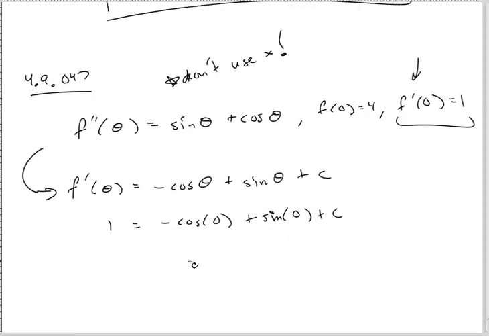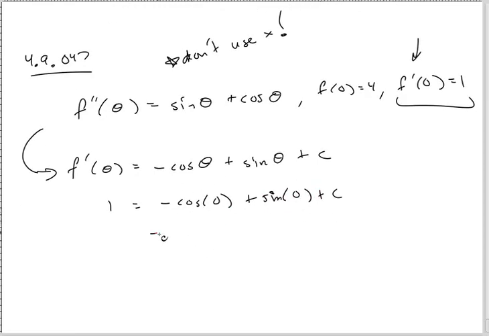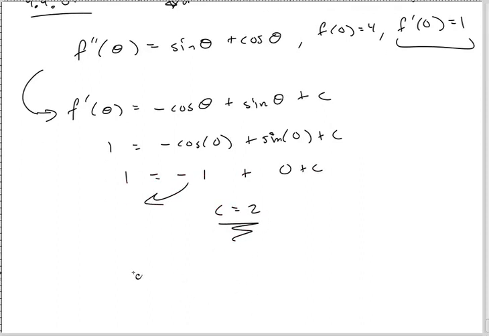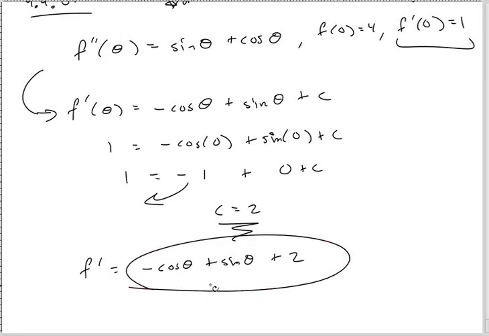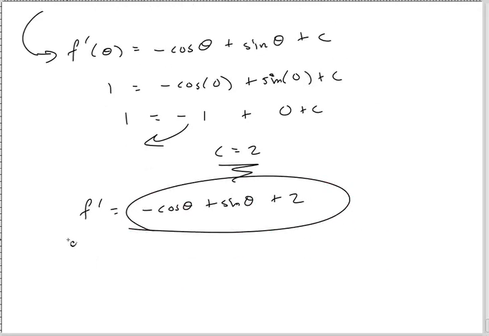Solve for c. Well, cosine of 0 is equal to a 1. And sine of 0 is equal to a 0. And so if I add this to the other side, c is equal to 2 immediately. And so then my f prime is actually negative cosine theta plus sine theta and then plus 2. Okay, so this is nice. It's a milestone, but we've got to keep going.